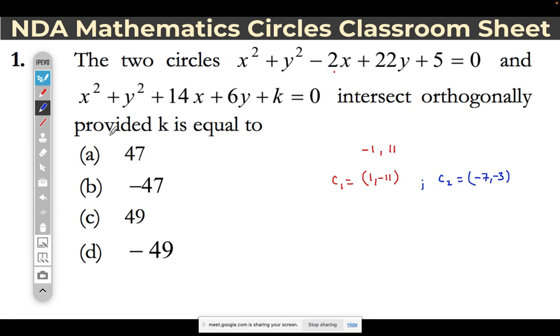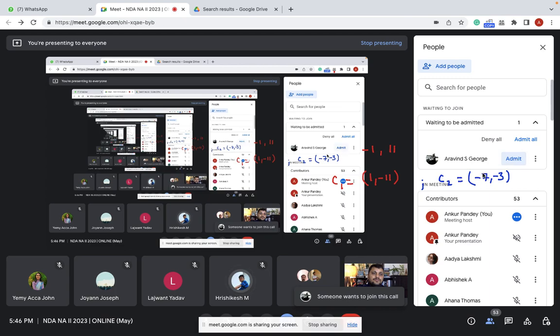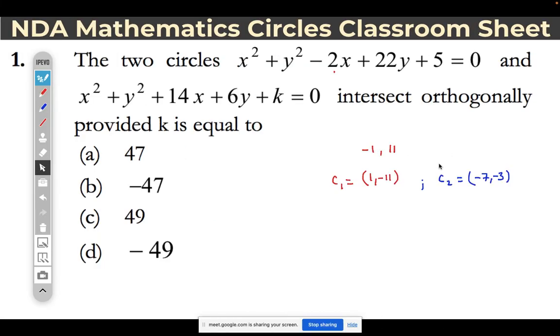Now let's read the question. If you read the question, you will find they are talking about two circles that intersect orthogonally. We remember that when two circles intersect orthogonally, then radius 1 squared plus radius 2 squared is equal to the distance squared. Which distance? The distance between the two centers, right?